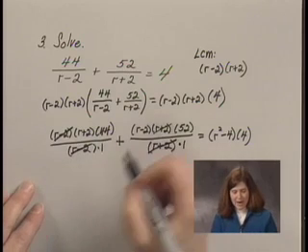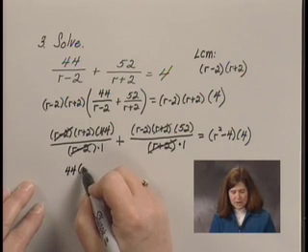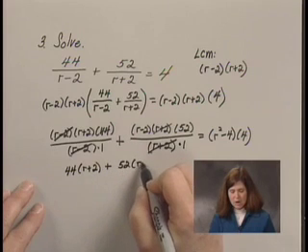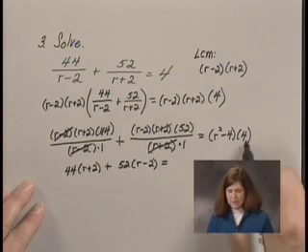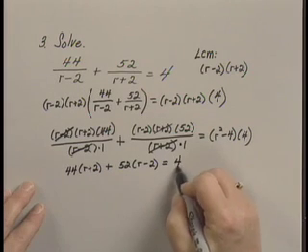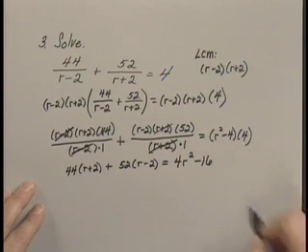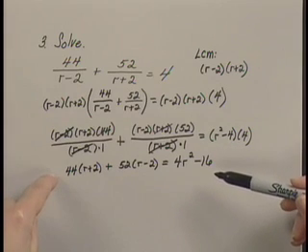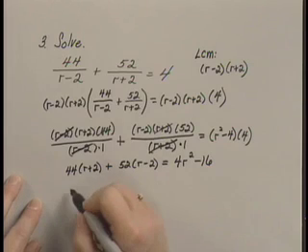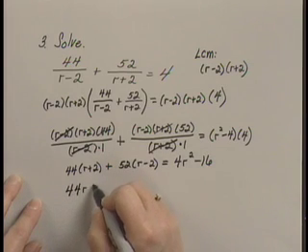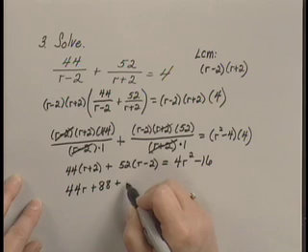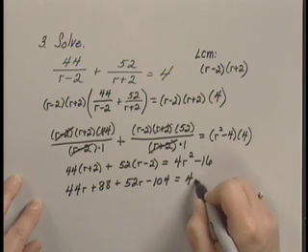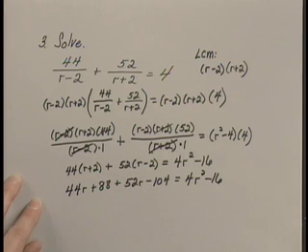Now when I write this, I have 44 times (r plus 2) plus 52 times (r minus 2) equals, I'm going to write this as 4r squared minus 16. Now I have nothing in the denominator. They're cleared. So I continue solving. Multiplying, I have 44r plus 88 plus 52r minus 104 equals 4r squared minus 16.